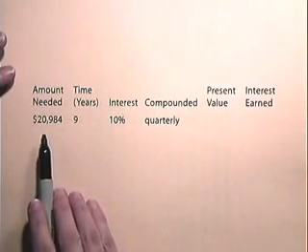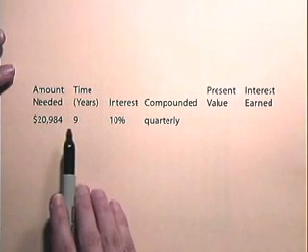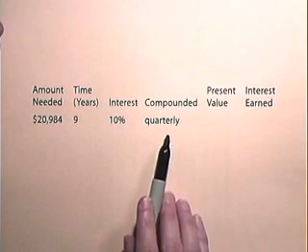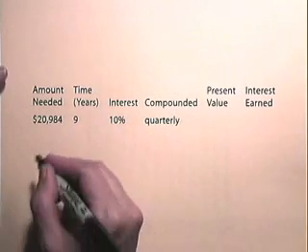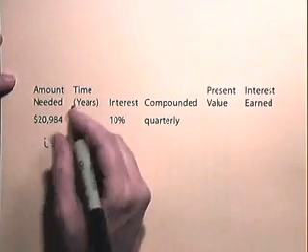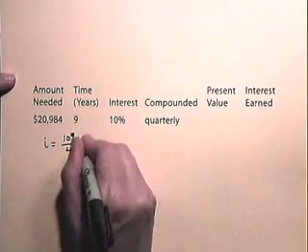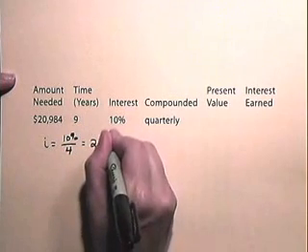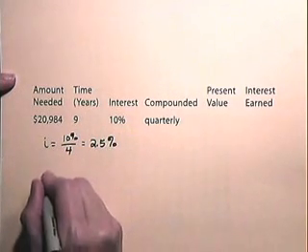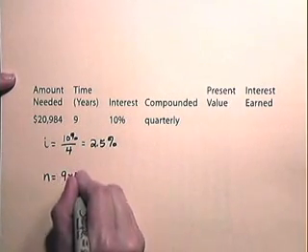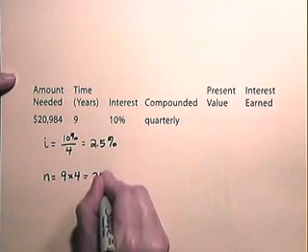Now let's look at two examples of calculating present value and the interest earned. In this exercise, $20,984 is needed in 9 years. The money is invested at 10% compounded quarterly. What we need to do first is to find I, which is our interest rate per period. That will be 10% divided by 4 quarterly, which gives us 2.5%. Then we need to find the number of compounding periods. That's 9 years. Quarterly is times 4, so that's 36 periods.